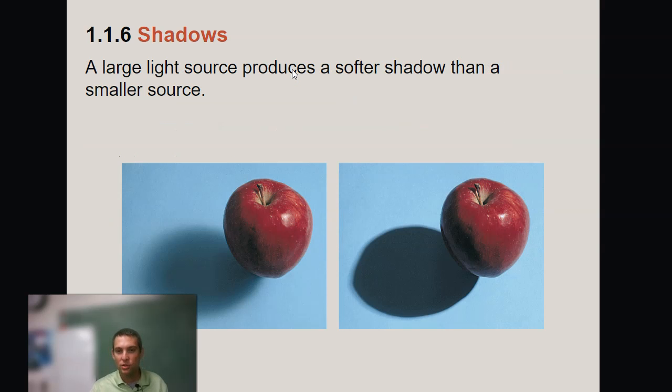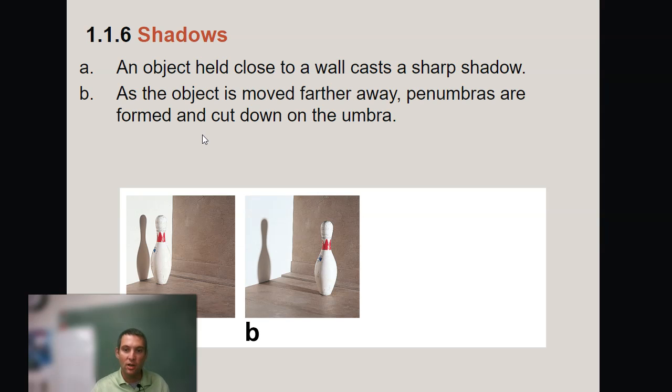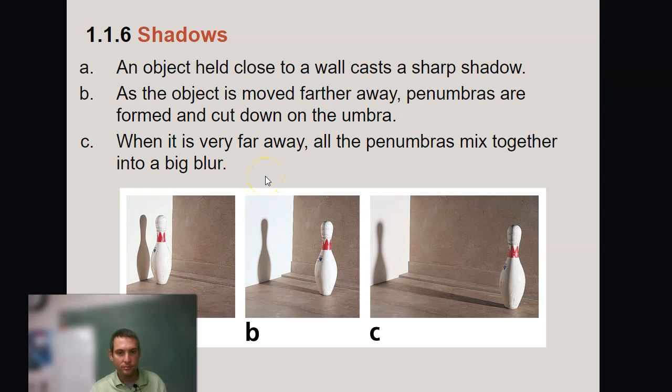A large light source produces a softer shadow than a smaller light source. The smaller light source has a more distinct shadow rather than the fuzziness or the blurriness. An object held close to a wall casts a sharp shadow, and as the object is moved farther away, penumbras are formed to cut down on the umbra, giving this blurry look. When really far away, the penumbras mix together into just one big blur.